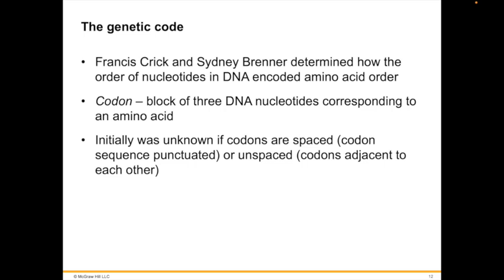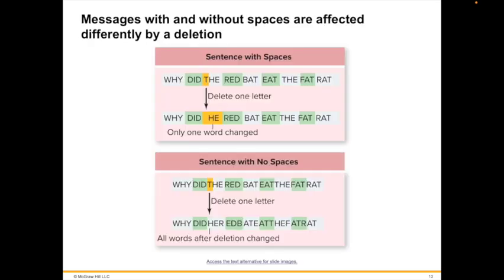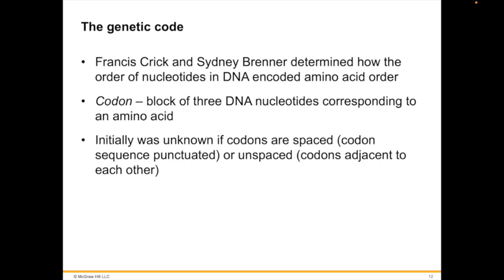However, 3 nucleotides results in 4 to the third power, or 64 different combinations of 3. More than enough. In theory, the sequence of codons in a gene could be punctuated with nucleotides between the codons that are not used, like the spaces that separate the words in this sentence. Alternatively, the codons could lie immediately adjacent to one another, forming a continuous sequence of nucleotides.